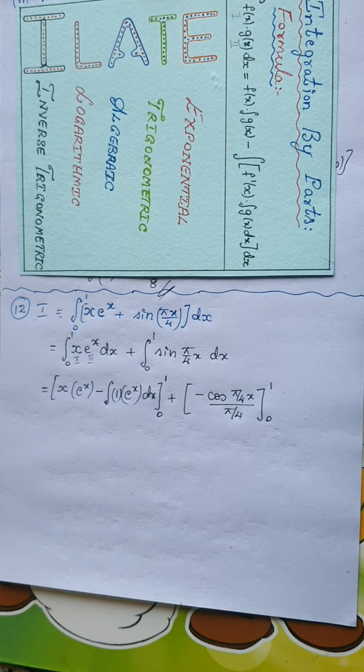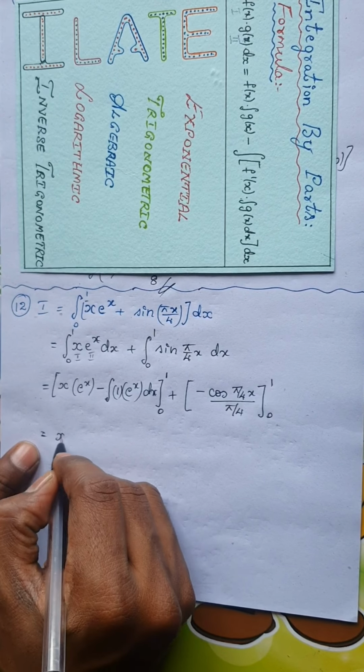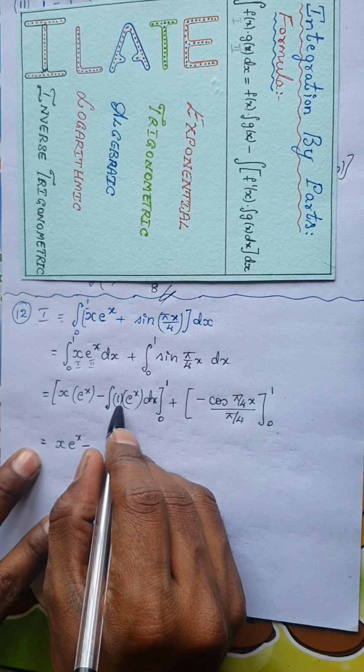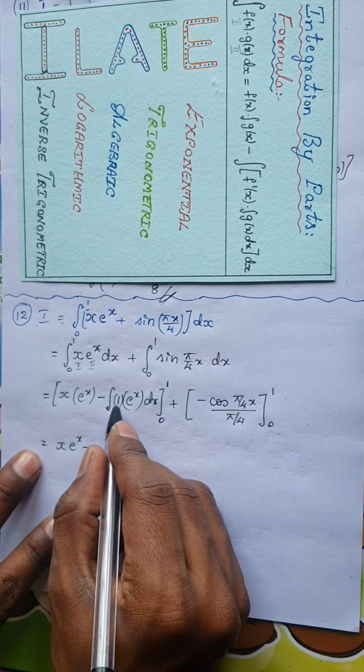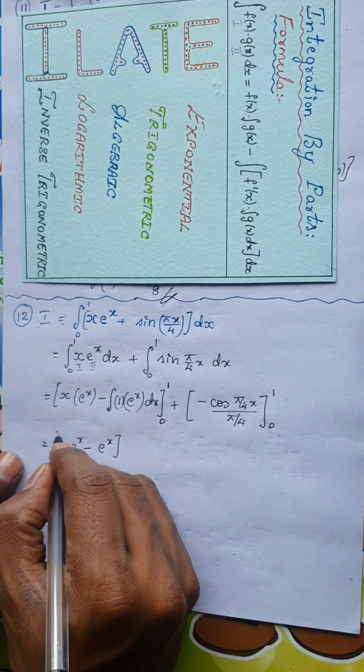Is it clear? Okay. Now this is nothing but, I have x into e power x as it is, minus I have again the integral of e power x itself, because e power x into 1 is e power x. So the integral of e power x is again e power x.